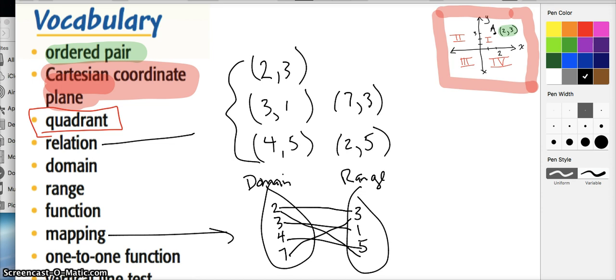This is a relation that we see, ordered pairs mapping. We could also have plotted these points and represented that relation as a set of points on a coordinate plane. You guys with me so far? All right, let's take it to the next level.